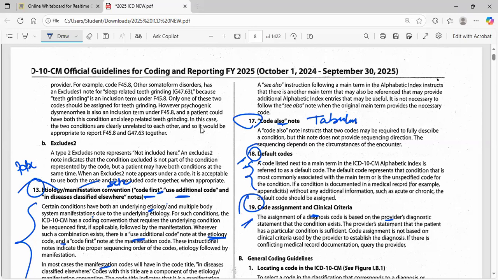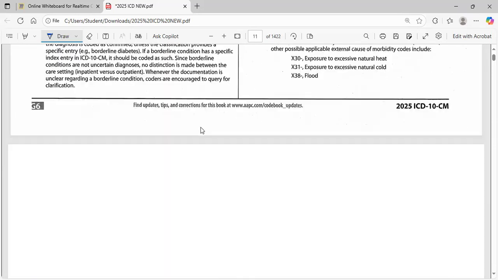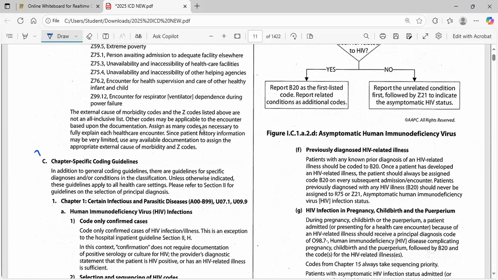Now our conventions have been completed. Now let's start the chapter specific guidelines. So we have a total of 22 chapters in our manual. So in our chapters, what will we learn? We will learn only the sequencing of the codes: what will be your primary diagnosis and what will be your secondary diagnosis.